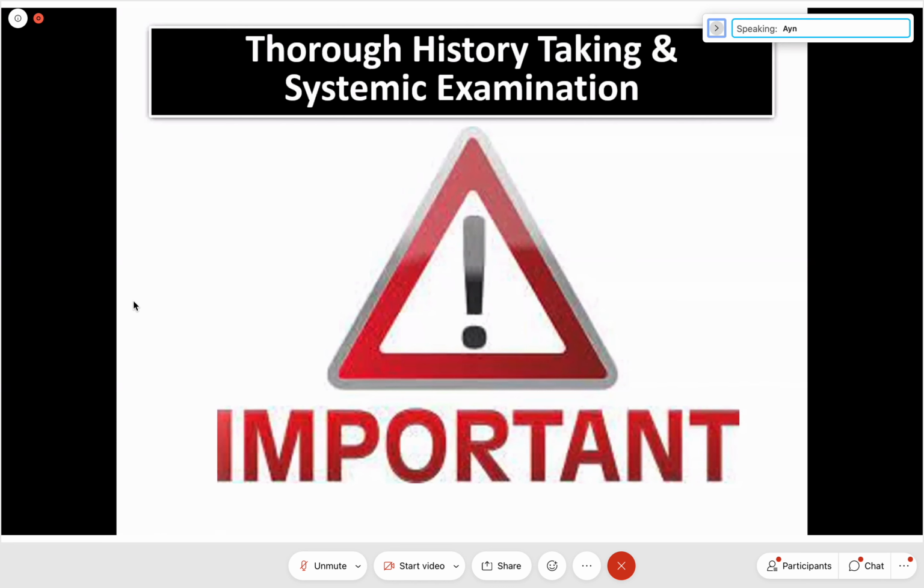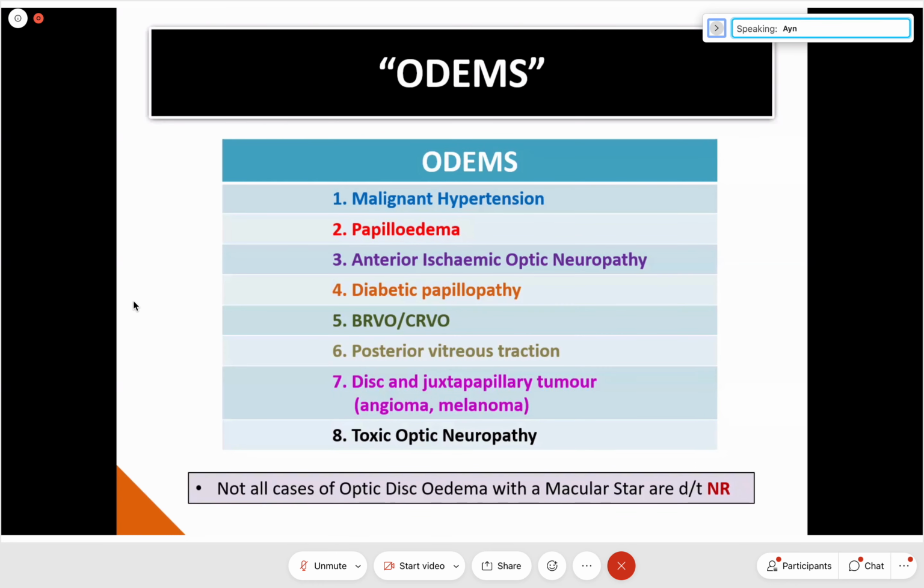Although from the explanation just now it looks straightforward, neuroretinitis consisting of optic disc edema and macular star, you need to differentiate this condition from other conditions of optic disc edema with macular star. This could be due to malignant hypertension, papilledema, NAION, diabetic papillopathy, BRVO, CRVO, or other things.